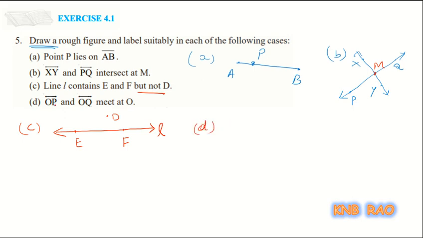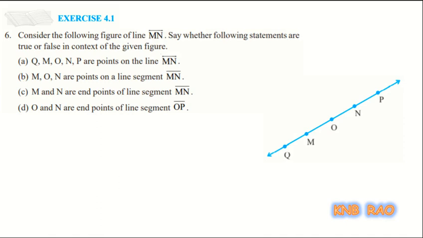Next, here we have line OP and line OQ meet. They must be rays then. So, ray OP and ray OQ meeting at a point. This is the fourth, D. Now, coming to question number 6.